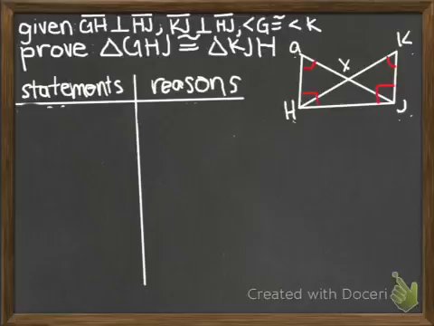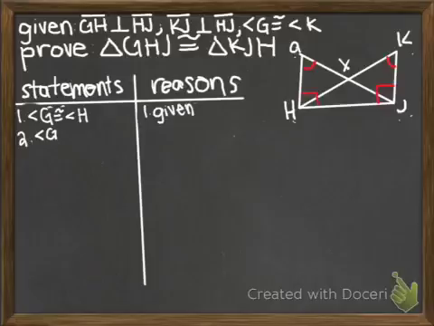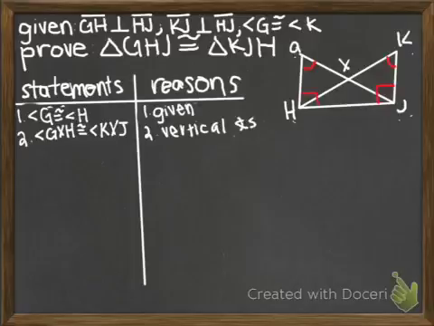So I'm going to start this out by saying that angle G is congruent to angle K. And the reason for that is it's given. My next step is going to be saying that angle GXH is congruent to angle KXJ. The reason for this is because vertical angles are congruent. And then I'm going to put it on my chart, my little diagram, so I'll remember this.